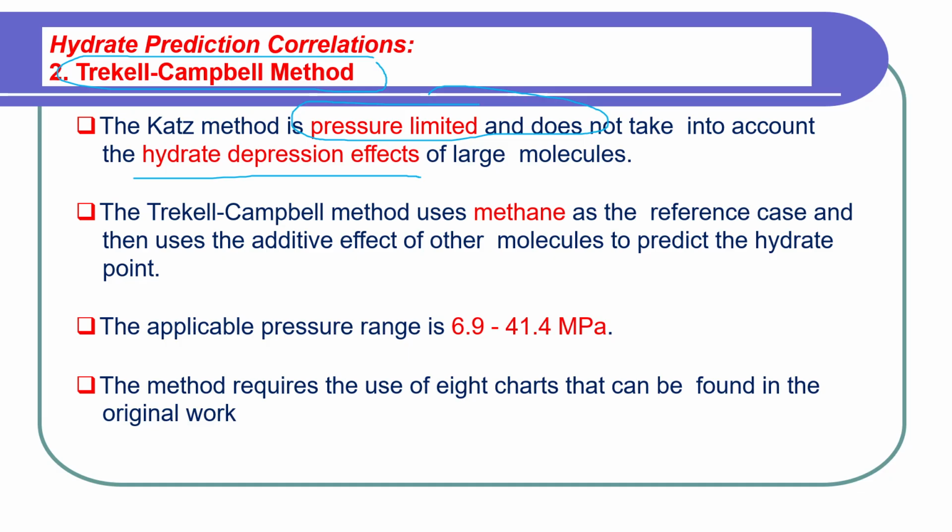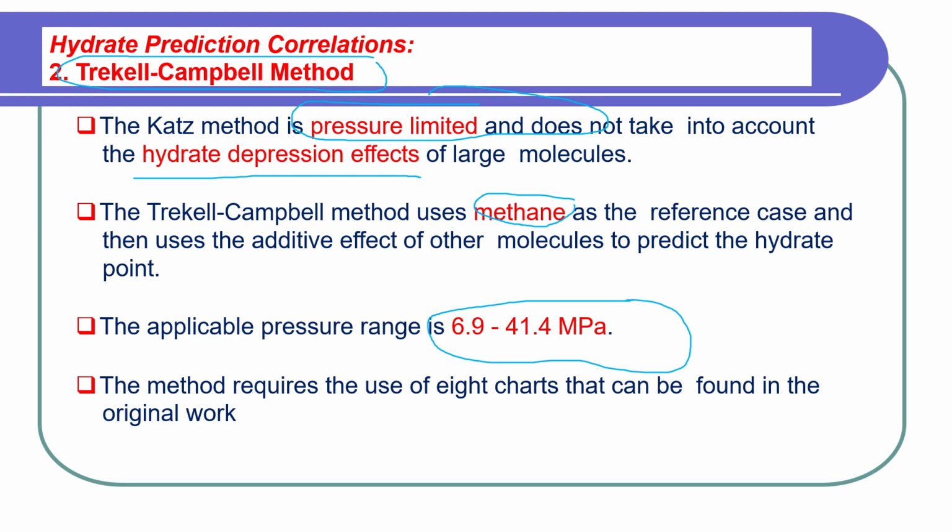As a result, the Trebble-Campbell method came and used methane as a reference case, and used the additive effects of other molecules to predict the hydrate point, which means that the presence of heavy or large molecules will cause the hydrate depression effects. This method is mainly about the hydrate depression effects due to the presence of other gaseous or hydrocarbon molecules. Let me put it this way. The pressure range for this method is approximately 7 to 41 megapascal.